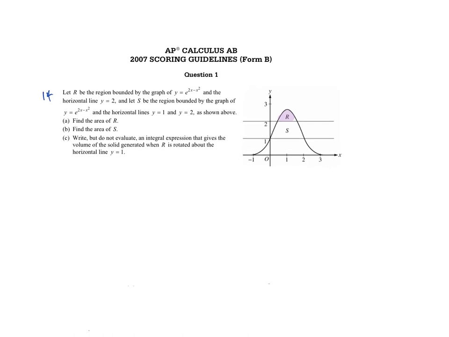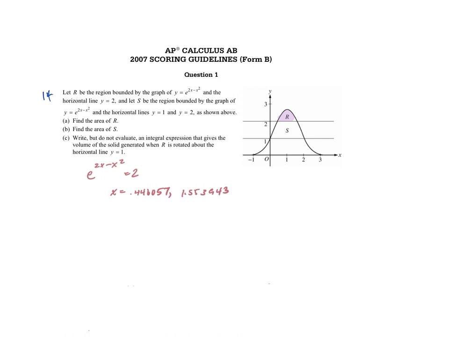So I'm going to go ahead and set this equal to 2 to see where those points of intersection are. So I'm looking for this one here and this one here. So I'm going to say e^(2x minus x squared) equal to 2. And again, I'm just going to graph it. So there's two x values. The first one is 0.446057 and then 1.553943. So those are the two x-intercepts.